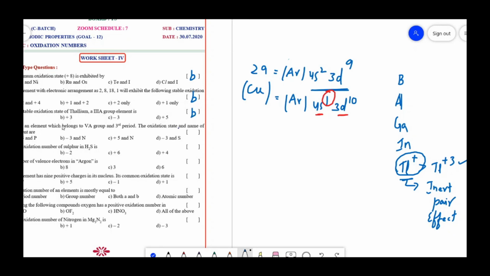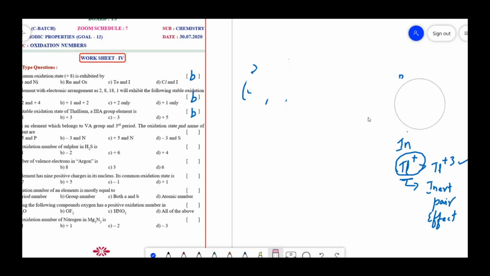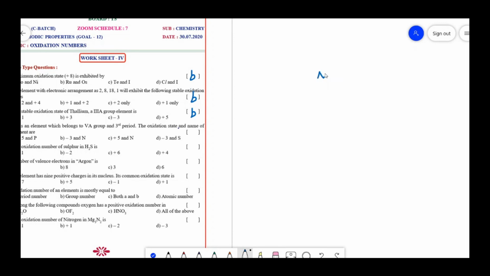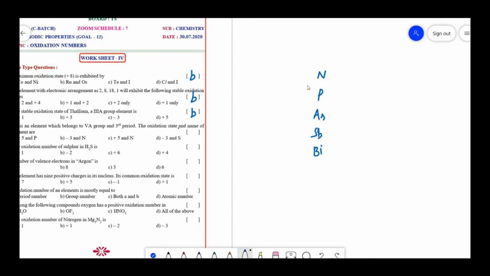Next, X is an element which belongs to the fifth A group and third period. He is asking about the oxidation state of the element, and also what the element is. For this we have to take the help of the periodic table. Fifth A group elements start with nitrogen, phosphorus, arsenic, antimony, bismuth. Nitrogen belongs to the second period and phosphorus belongs to the third period.